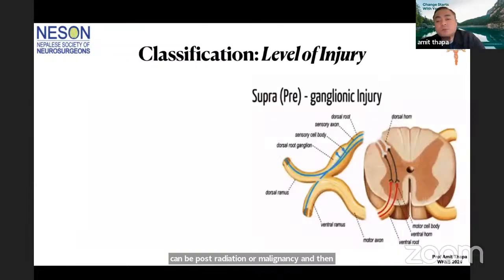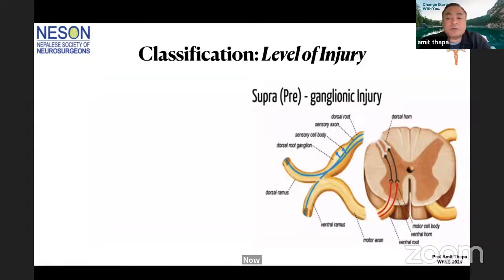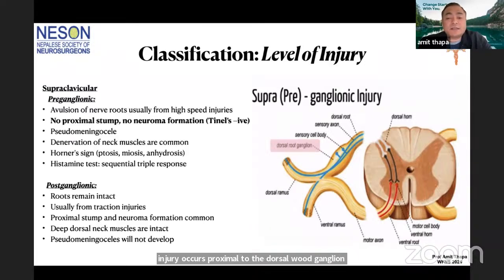Now, the most important concept which we all need to understand is the preganglionic and the postganglionic injury, defined by whether the injury occurs proximal to the dorsal root ganglion. Because if that occurs, these preganglionic injuries are an avulsion of the nerve root, which usually occurs from high-energy injuries. In these cases, there is no proximal stump, so there is no neuroma formation. That's why Tinel's sign is completely negative in these patients. And on MRI, one may find pseudomeningocele, and clinically there will be denervation of the neck muscles.